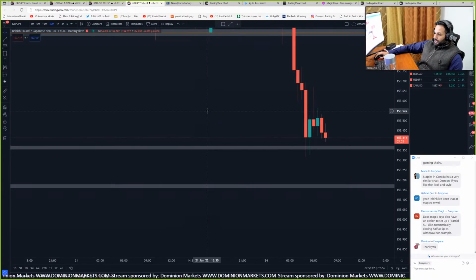And does Magic Keys also have an option to set up a partial stop loss, like automatic closing half at 5 pips in withdrawal, for example? Yes.